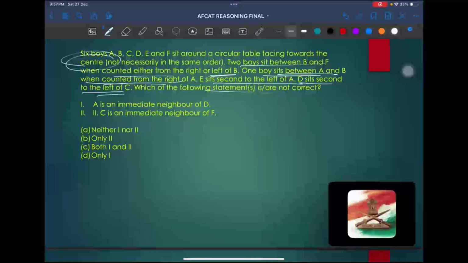Which of the following statements is not correct? Try to answer it. Try to do it. If you are not able to do it, I'll solve it for you. So solving seating arrangements, you just need to be thorough with which is right side, which is left side.